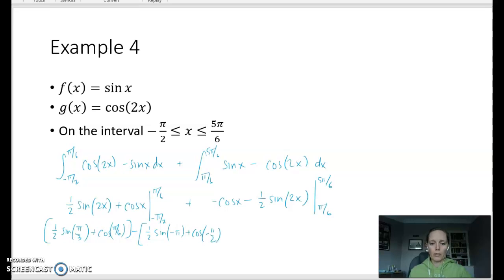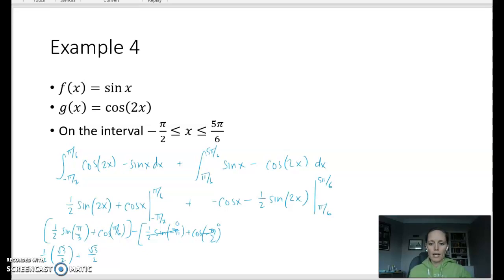Well, we should know on our unit circle that sine of negative pi is 0, so that goes to 0, and that cosine of negative pi over 2 is also 0, so that goes to 0. So all we care about here is 1/2 sine of pi over 3 and cosine of pi over 6. Well, sine of pi over 3 is equal to the square root of 3 over 2. Cosine of pi over 6 is also equal to the square root of 3 over 2. I do the same thing over here with 5 pi over 6 and pi over 6.